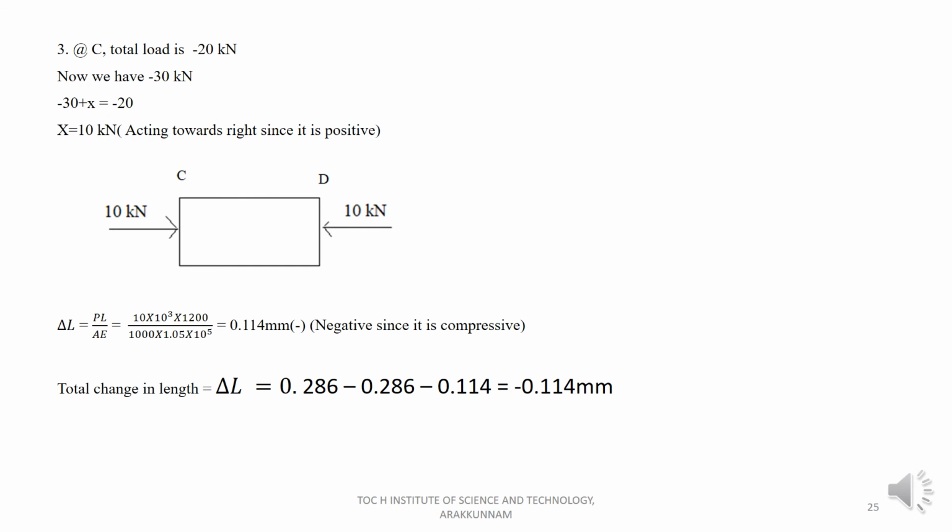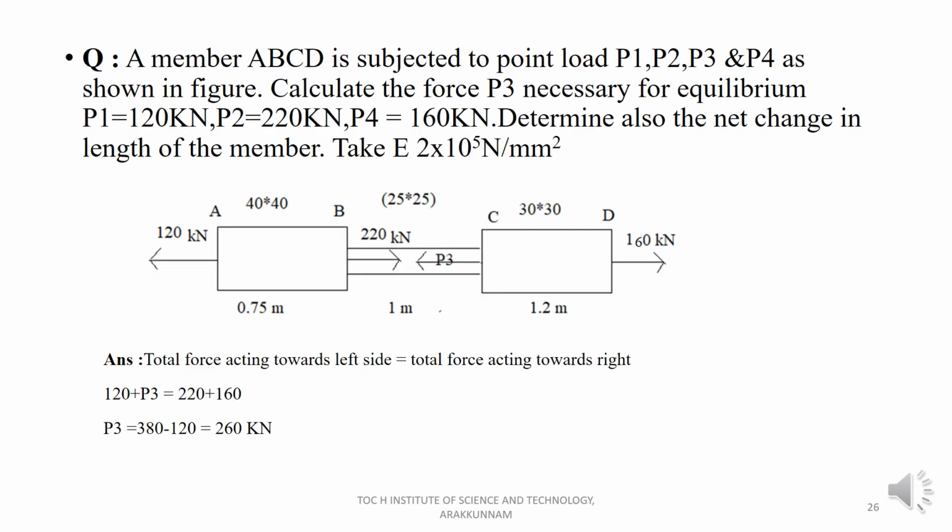Okay. Now another question. A member ABCD is subjected to point loads P1, P2, P3 and P4 as shown in the figure. Calculate the force P3 necessary for equilibrium if P1 equal to 120 kilonewton, P2 equal to 220 kilonewton, P4 equal to 160 kilonewton. Determine also the net changing length of the member and consider E as 2 into 10 raised to 5 Newton per mm square.